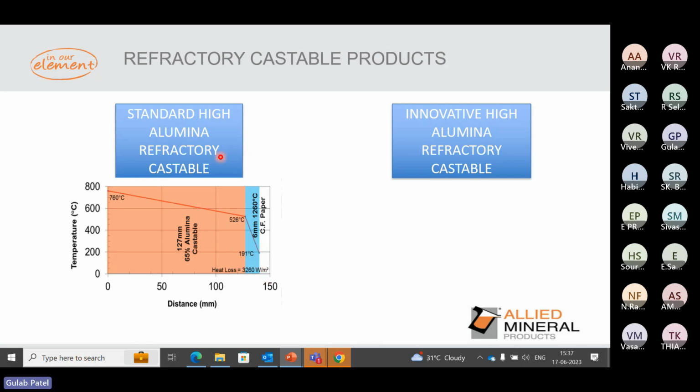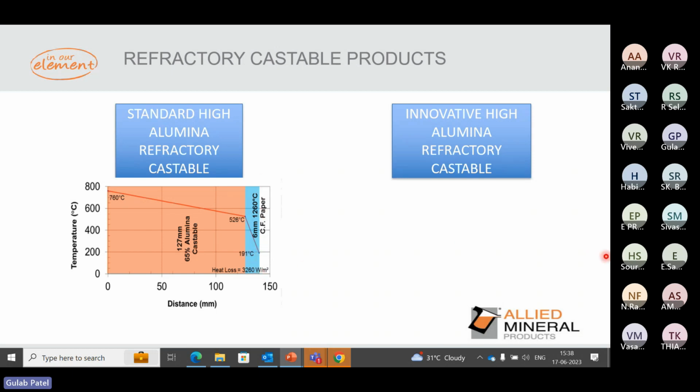information purposes. Here you can see there is a standard high alumina refractory castable with this 6 mm CF paper, and with almost 120 or 125 mm of refractory castable thickness. From 760 °C on the hot face, which is the liquid metal contact hot face area, the temperature is dropped to 526 on the surface of the CF paper, and finally 191 on the steel shell.